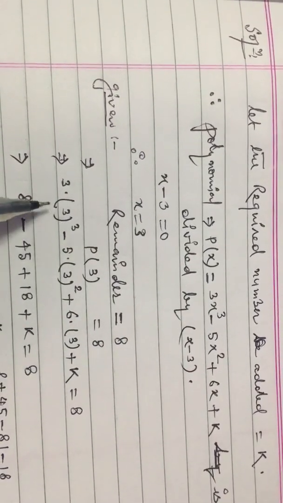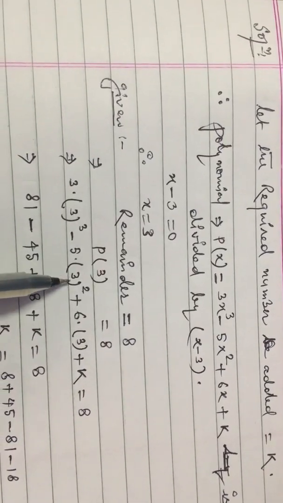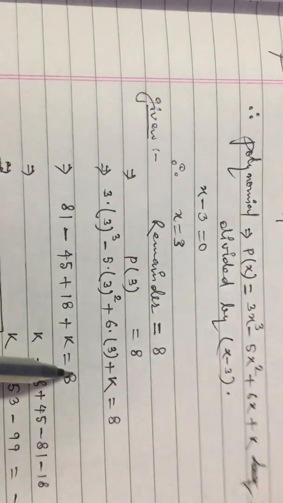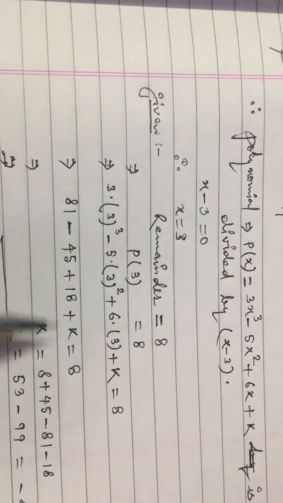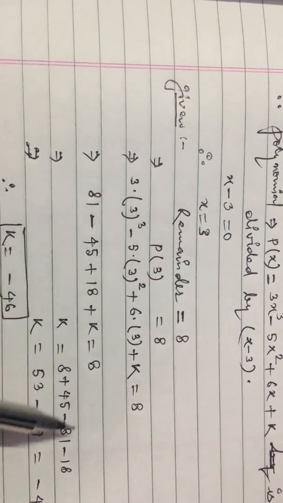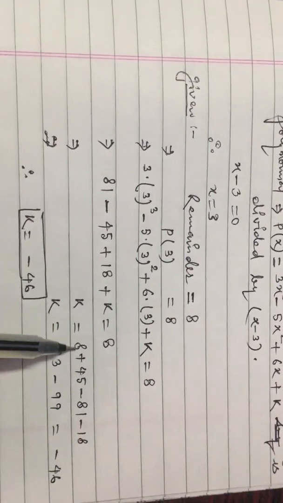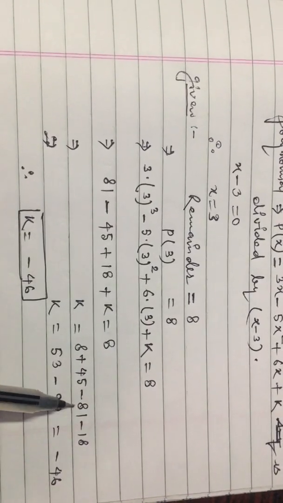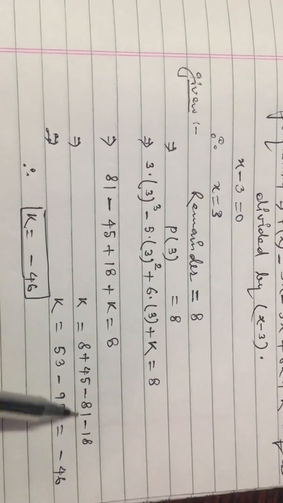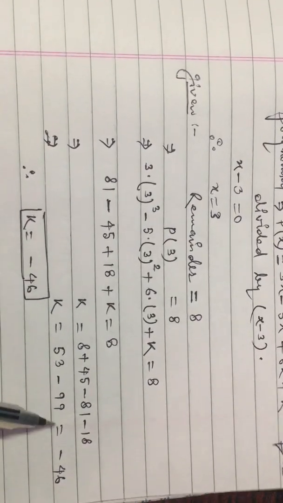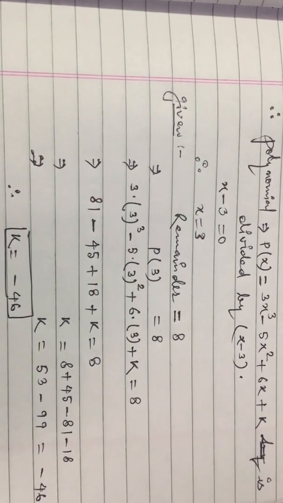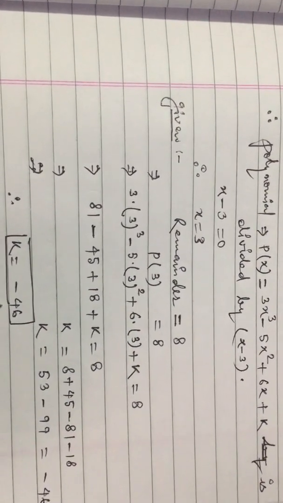The cube of 3 is 27, into 3 is 81. The square of 3 is 9, 9 5s are 45, 6 3s are 18, plus k. So k plus 81 minus 45 plus 18 equals 8. Taking 45 to this side, plus 45, taking 81 this side, minus 81, and taking 18 this side, minus 18. So 45 plus 8 is 53, and 81 plus 18 is 99, subtract them and we get minus 46. Hence the value of k is equal to minus 46. It means we will add minus 46 there.